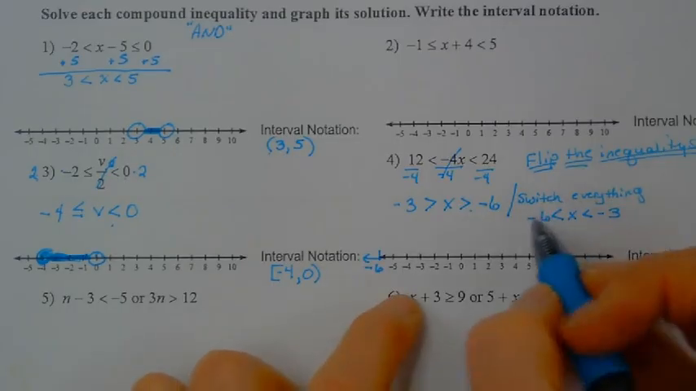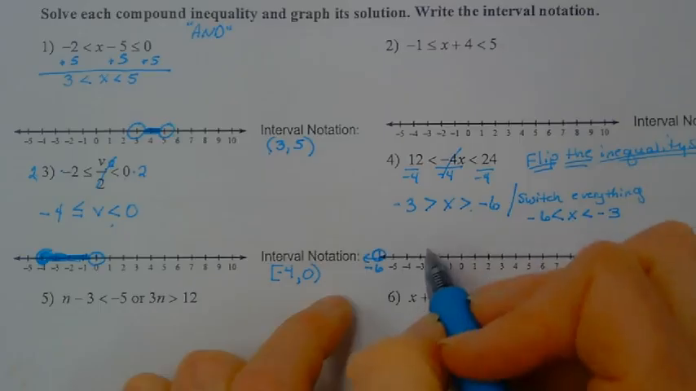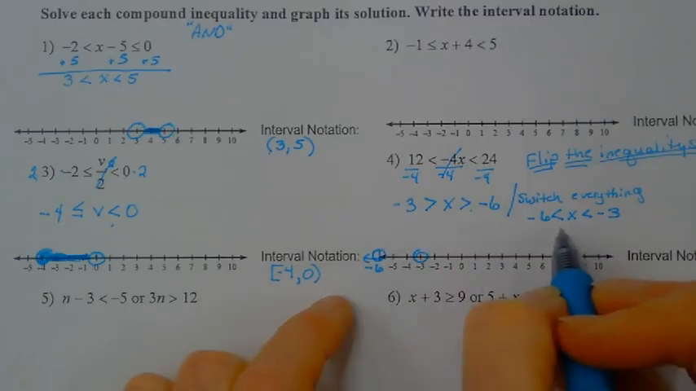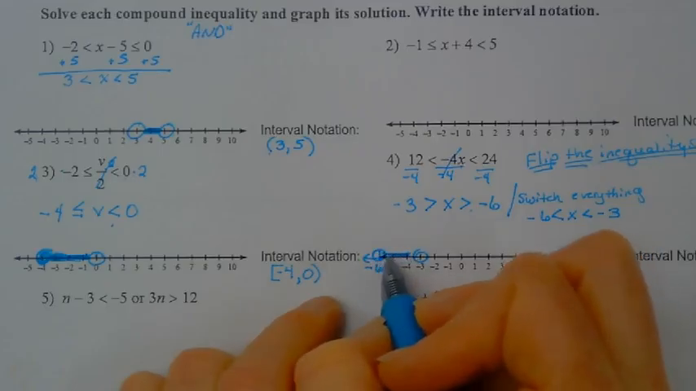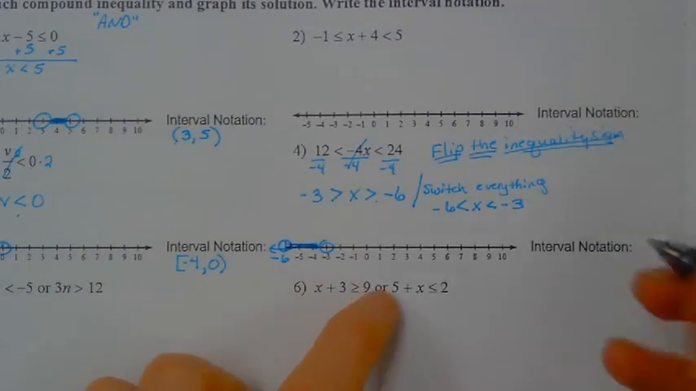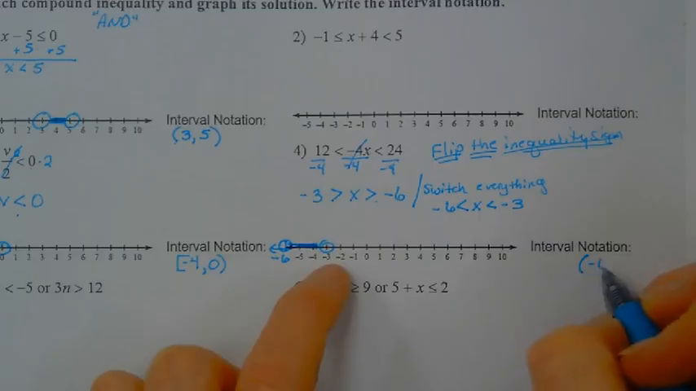Okay, so x is greater than negative 6 and less than negative 3. We don't fill them in because we don't have an equal sign, and we want all the numbers in between. And then our interval notation is going to be all the numbers in between -6 and -3.